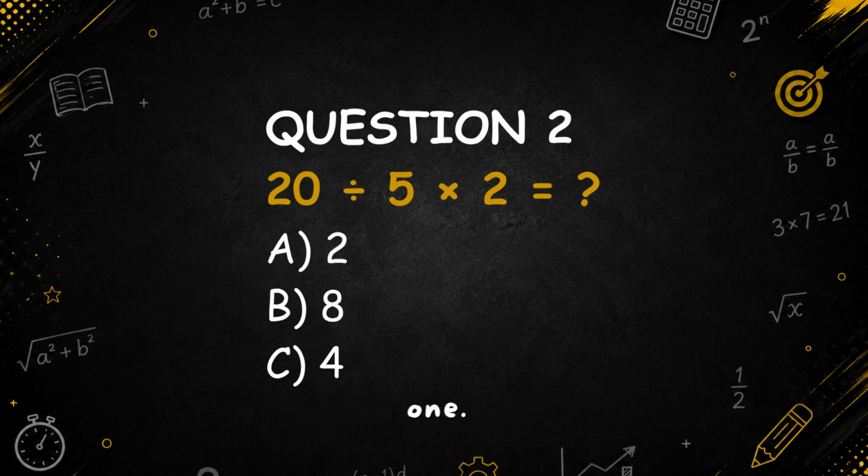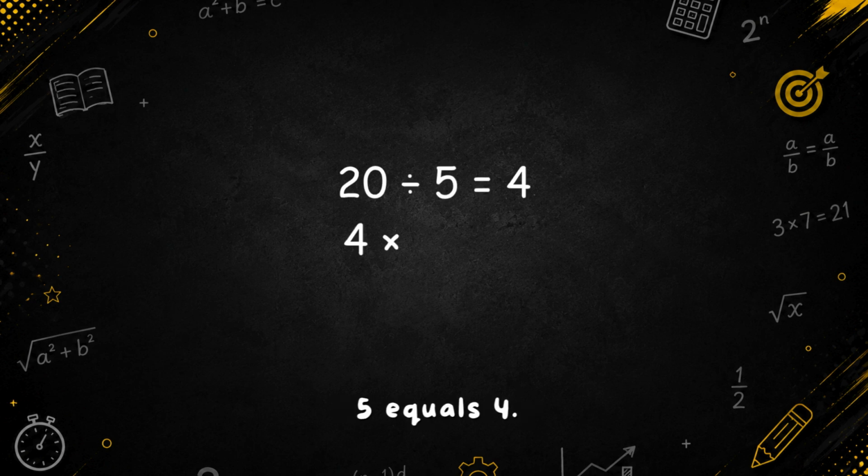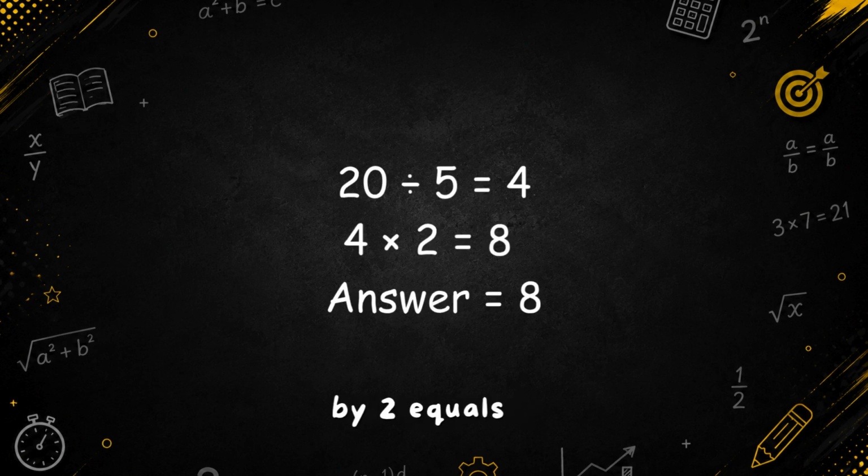Now let's try another one. 20 divided by 5 multiplied by 2. Many students get confused here. Division and multiplication have the same priority, so we solve from left to right. 20 divided by 5 equals 4. 4 multiplied by 2 equals 8. The answer is 8.